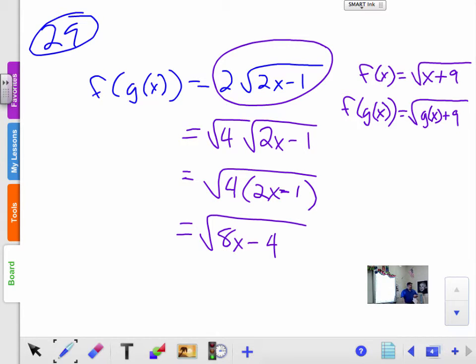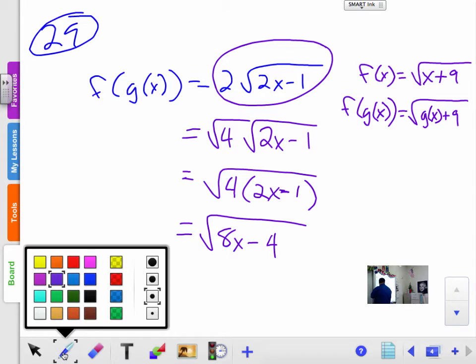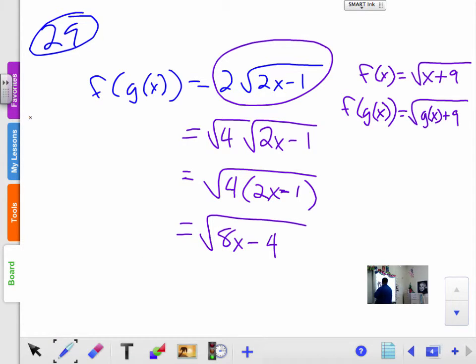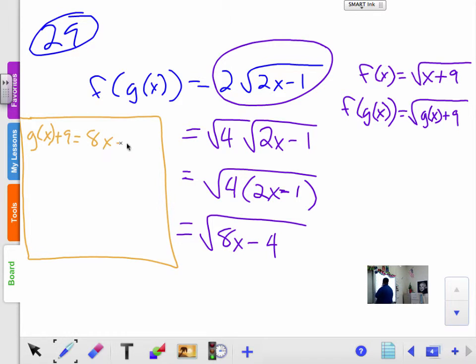Now, algebraically, what I could do is I could come in and let me use a different color here. I could do something like this. I could just say g of x plus 9 is equal to 8x minus 4. When I subtract 9 from both sides, I get that g of x is equal to 8x minus 13.